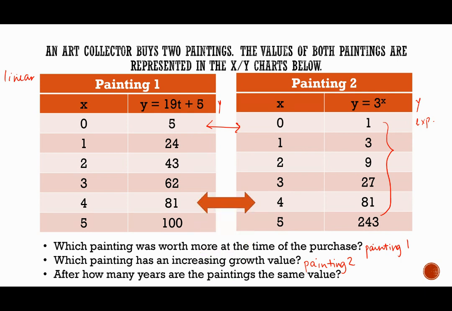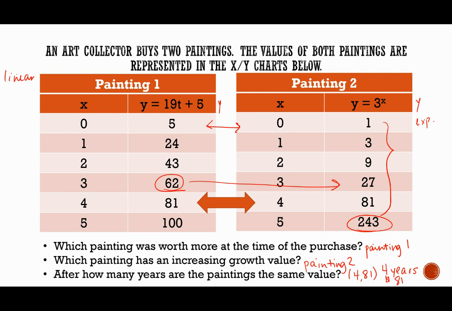So you should notice that this is the point where they're the same, the ordered pair 4, 81, excuse me. So after 4 years, both paintings are worth $81, after which painting 2 becomes higher value. Previously, painting 1 was the better, higher, worth more money than painting 2.